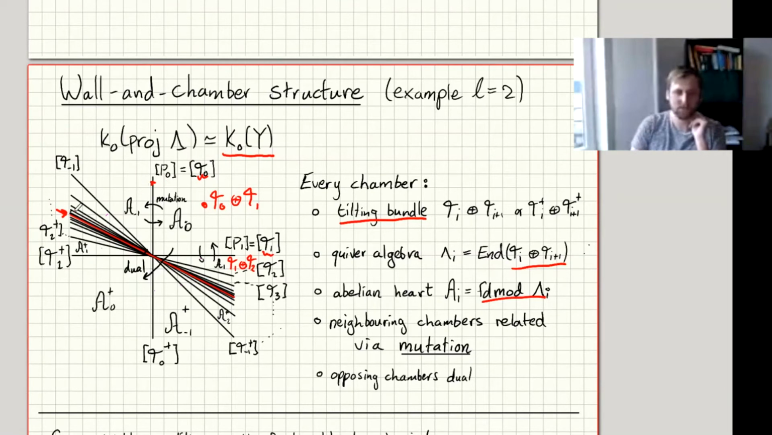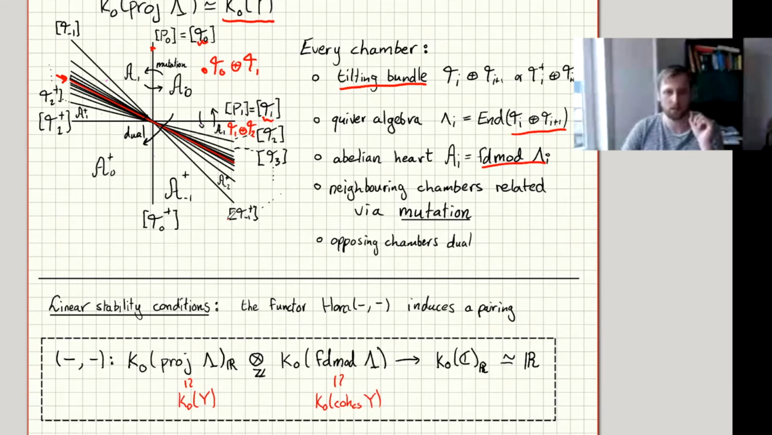Right. So having these hearts and all these chambers gives us one part of the stability conditions. The second part is defining some sort of phase and defining what the semi-stable objects are. Well, there's multiple ways of defining stability conditions. Usually one chooses something like a central charge, but in this case it's easier to use something more akin to slope stability.